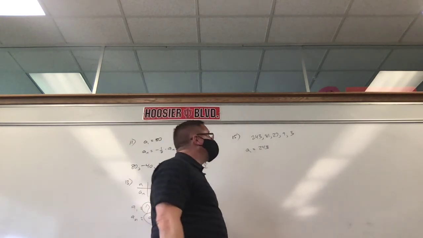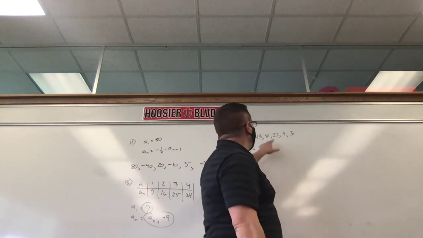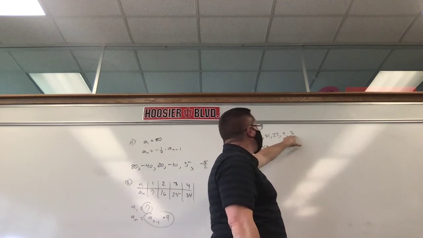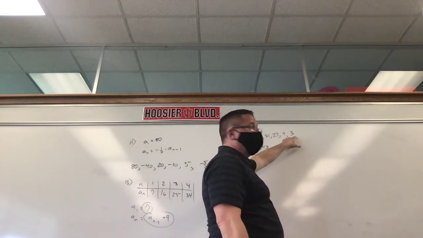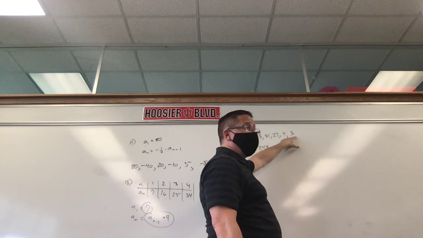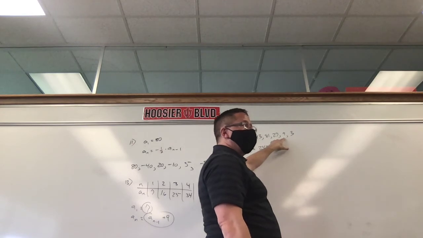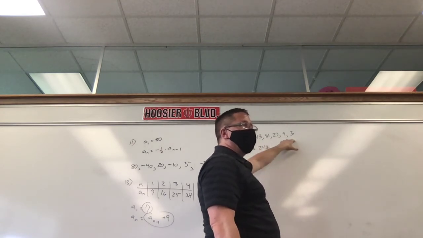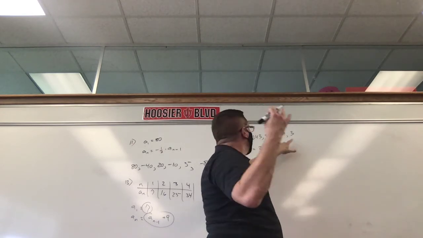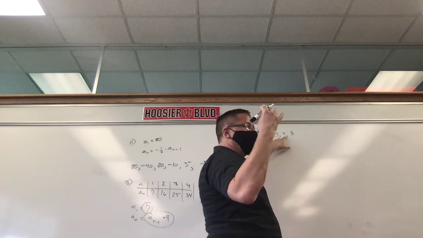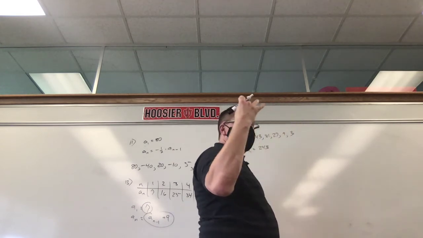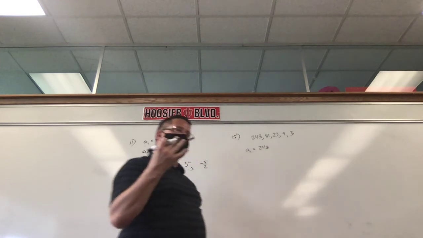Dividing. What are they dividing by? How do you go from 9 down to 3? We're not subtracting the same thing every time. It's got to be dividing. What do I divide 9 by to get 3? 3. What's 27 divided by 9? 3. What's 81 divided by 27? 3. They're dividing by 3.